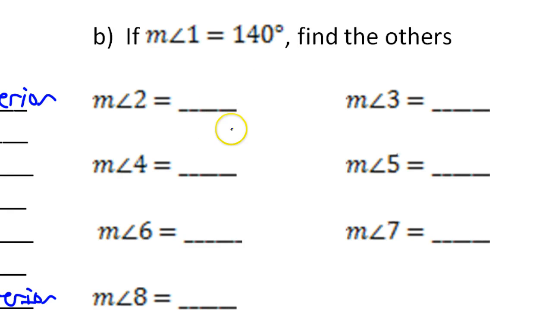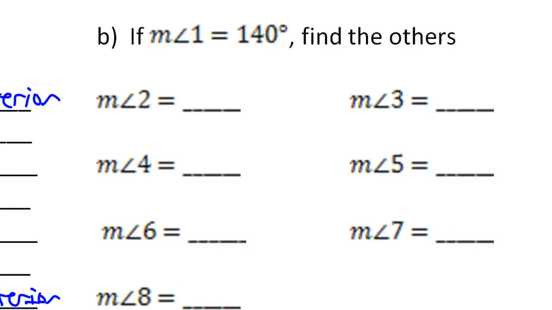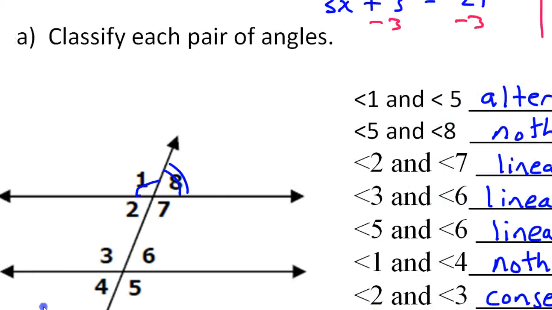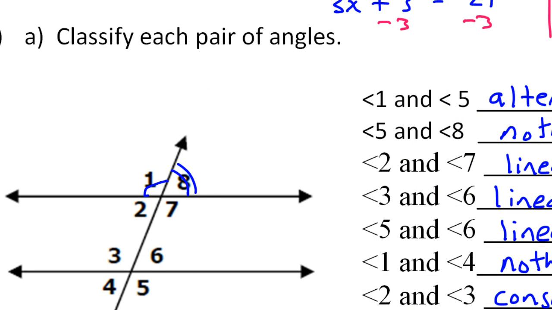But that's my problem. That's not your problem. The measure of angle 1 is 140 degrees. Find the other angles. Are we told that there are parallel lines in here?